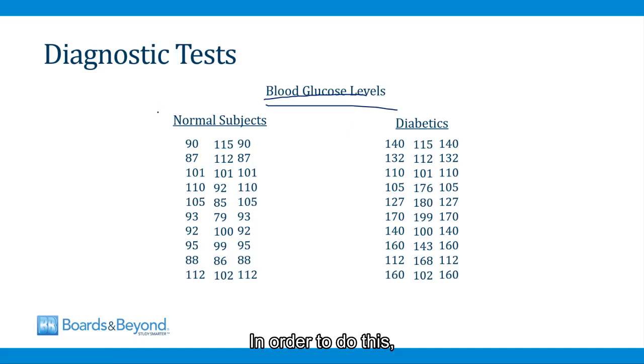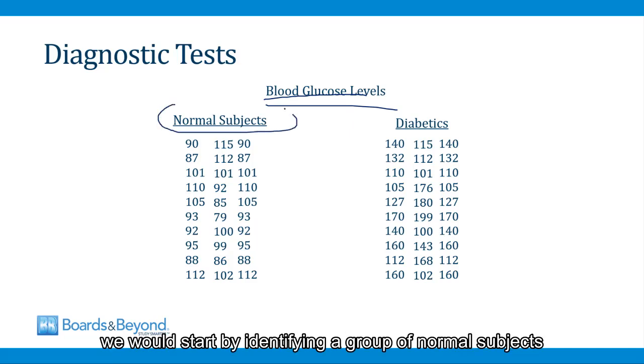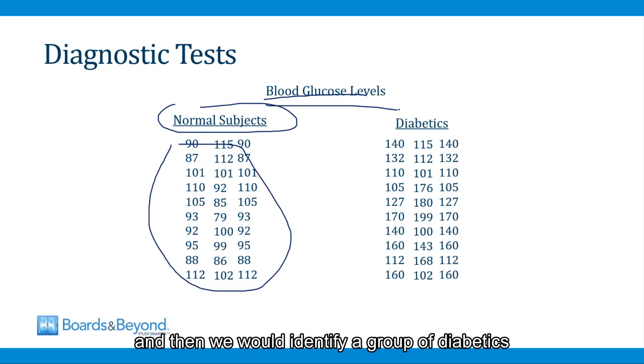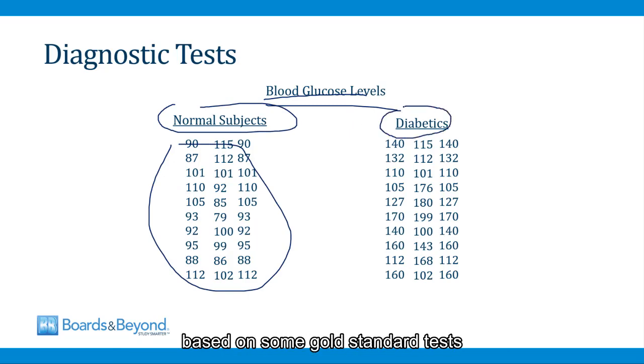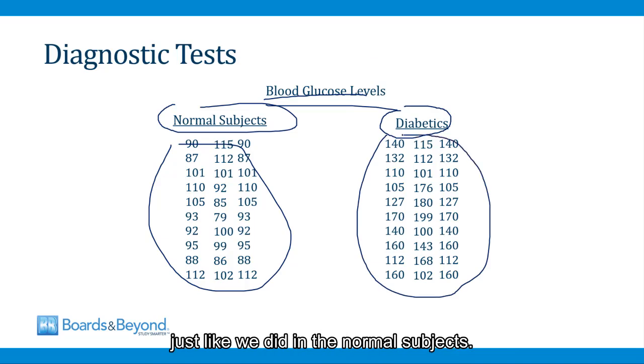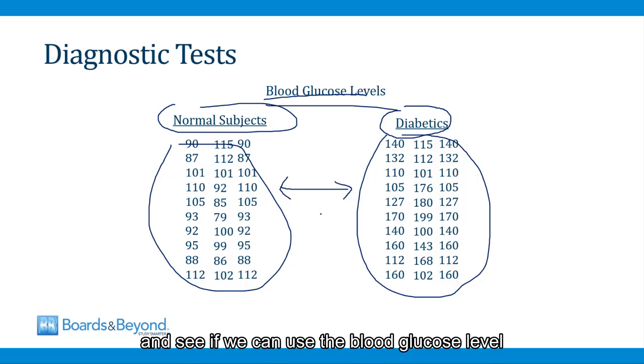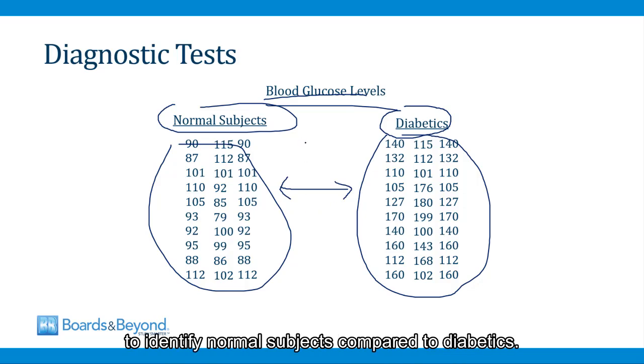In order to do this, we would start by identifying a group of normal subjects and measuring their blood glucose levels, and then we would identify a group of diabetics based on some gold standard test other than the blood glucose level, and we would measure the blood glucose level in the diabetics just like we did in the normal subjects. And then next what we're going to do is compare the blood glucose levels in the two different groups and see if we can use the blood glucose level to identify normal subjects compared to diabetics.